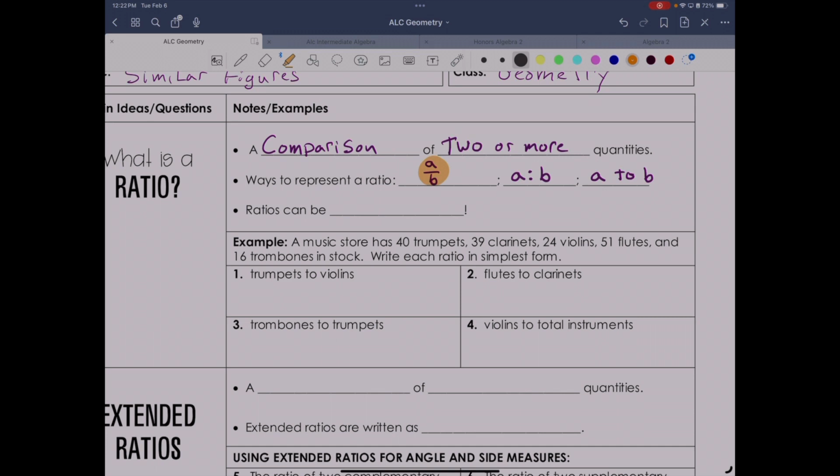One of the things you do have to do with all ratios is you do need to make sure that ratios are simplified. So ratios can be simplified. So you can take your fraction and you can reduce your fraction into its lowest form.